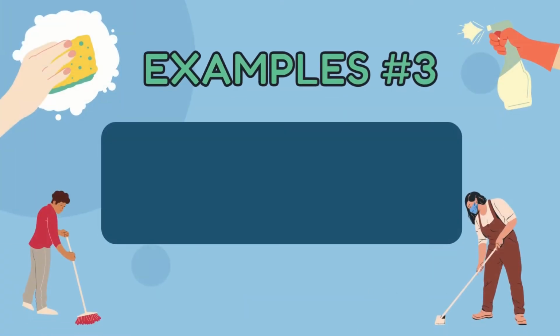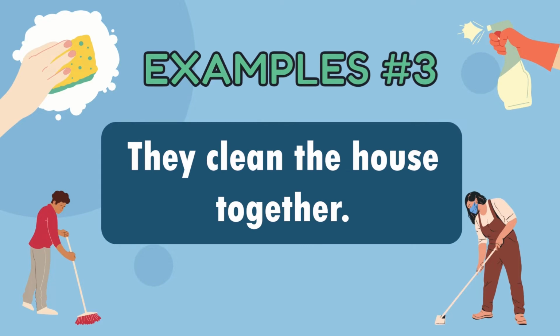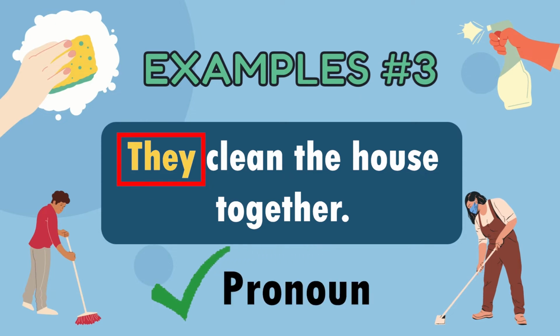For example, number 3. They clean the house together. Where is the subject pronoun used in the sentence? Correct. They. They is used as a pronoun in the sentence.